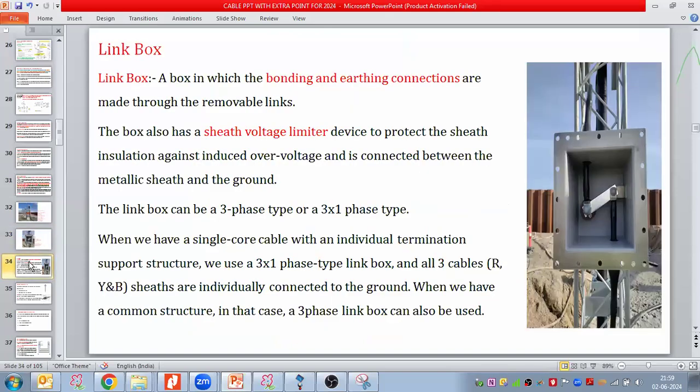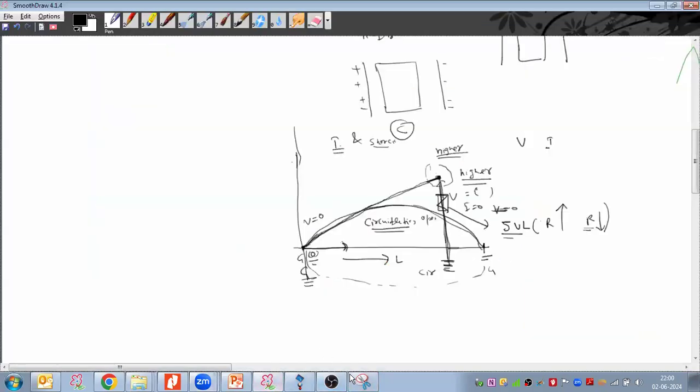Now, let us see about the link box selections. A link box is a kind of box in which the bonding and earthing connections are made through removable links. This one link that I'm telling. The box also has a sheath voltage limiter. In this box, it is not available because we use two kinds of link box, one with SVL and another without SVL. This example photo is the one without SVL, and we indicate it in the drawing like this.